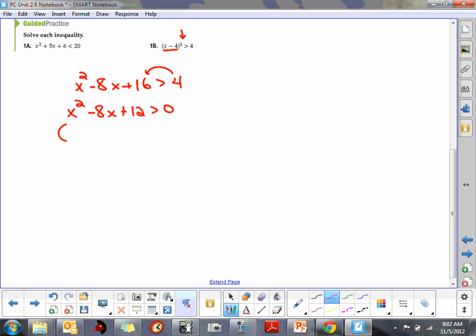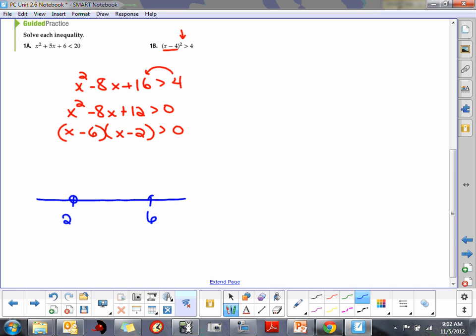This one will factor again, it looks like. So we'll go x and x. The factors of 12 that will give us an 8 are minus 6 and minus 2. So we know now from our factors what the zeros of the function are. We should cross the x-axis at a positive 2 and a positive 6, which tells us where it's exactly 0.